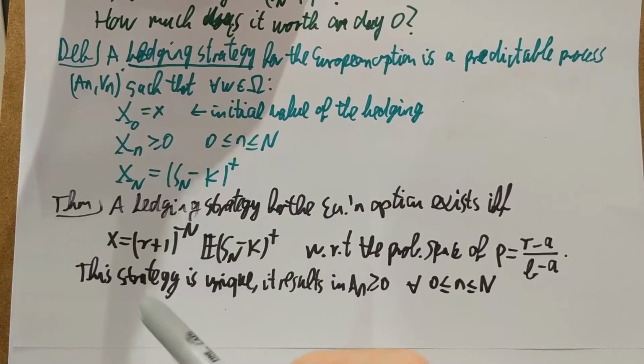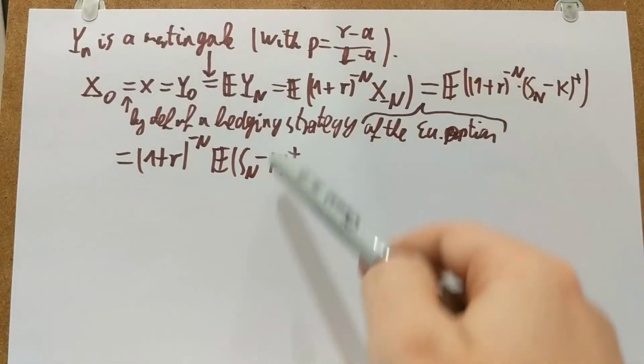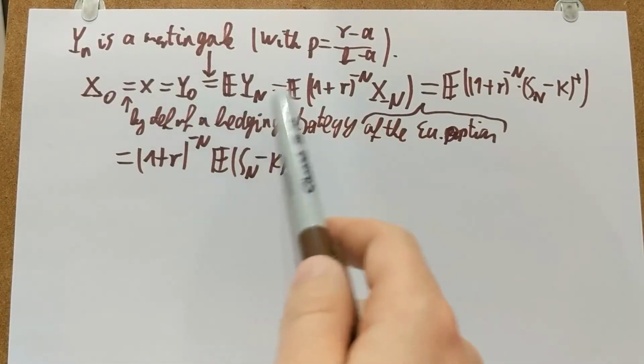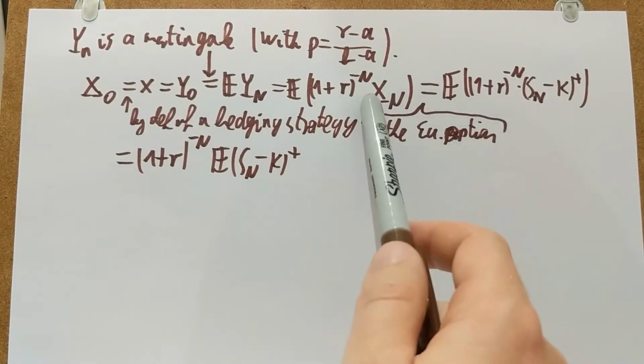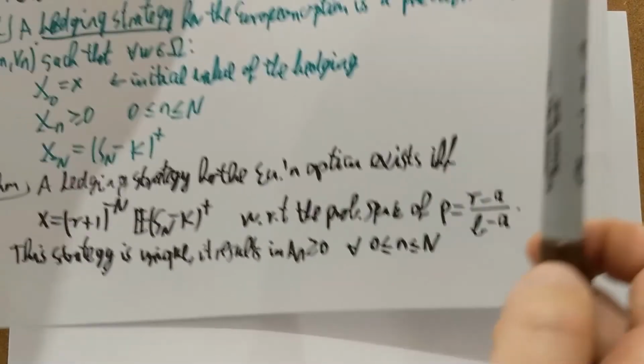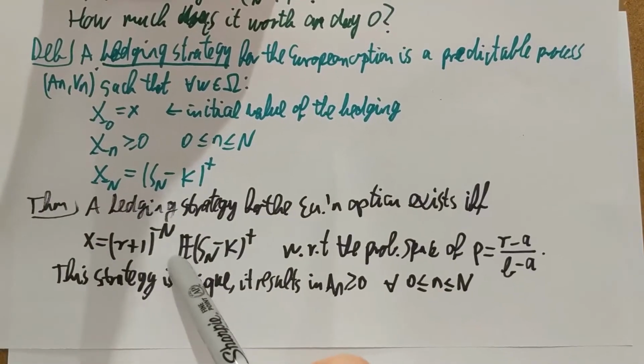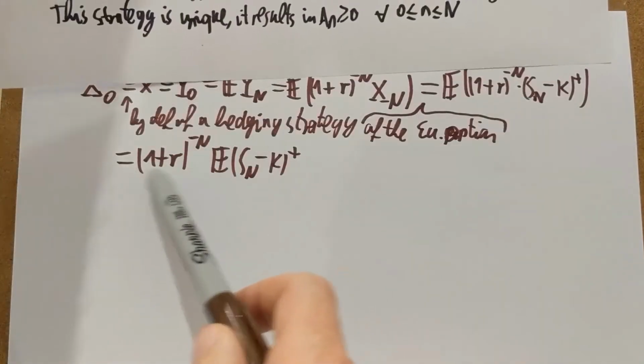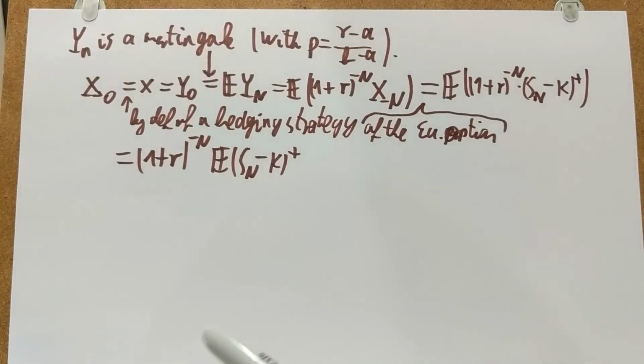Okay, so that's one direction of the theorem. Suppose we have a hedging strategy. Suppose that it hedges the European option, so at time n it has to be Sn minus k positive part. Then its initial value is 1 plus R to the minus n times the expectation of Sn minus k positive part. So that proves one direction of the theorem. If there is a hedging strategy which hedges the European option, then that must be the initial value. Okay, now let me prove the other direction.